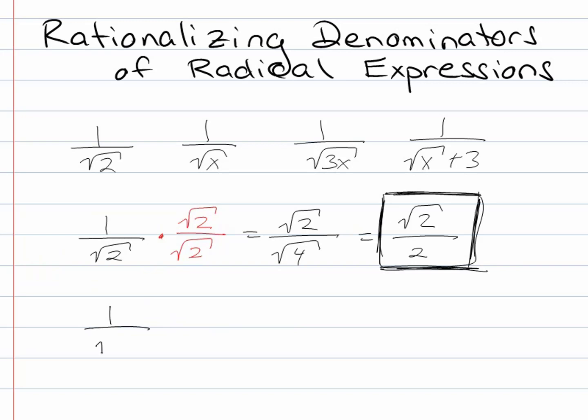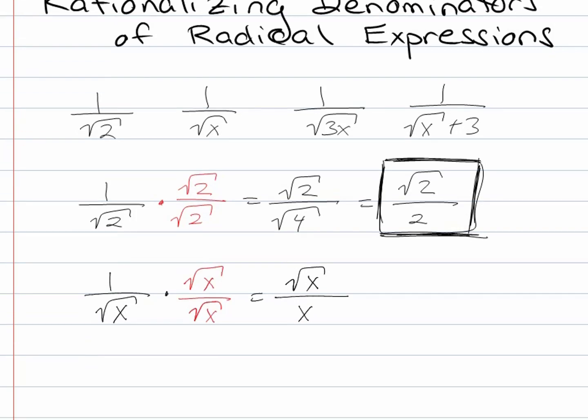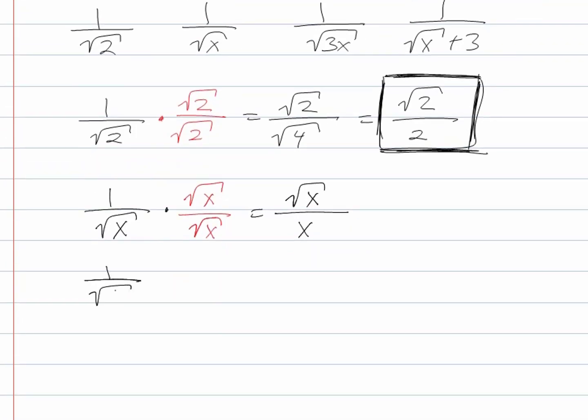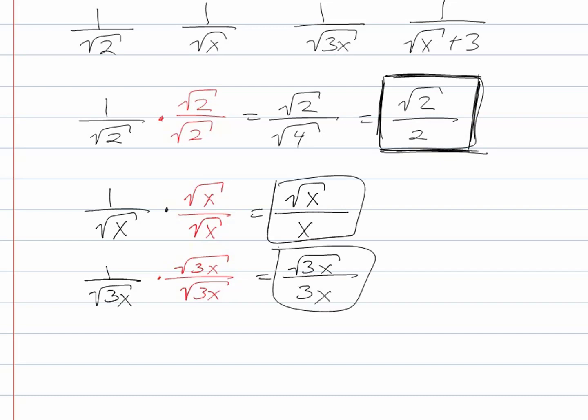So if I have to say 1 over the square root of x, I'm going to multiply times the square root of x over the square root of x, and that will give me on the top the square root of x, and on the bottom, the square root of x squared will just be x. Got it? Okay. So let me do 1 over the square root of 3x, since I already had that one up. And again, I'm going to multiply the top and the bottom by root 3x. And I'd end up with root 3x over 3 times x. And those would be my answers there.